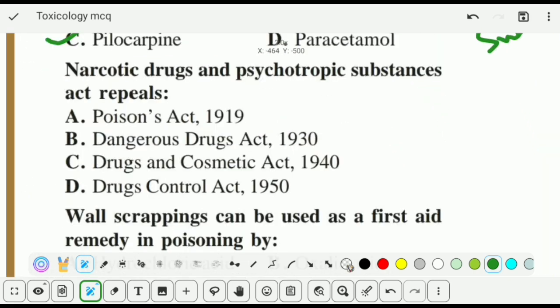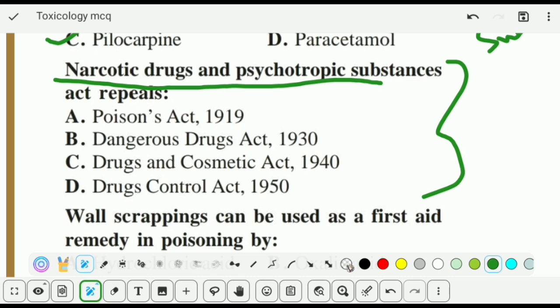The 10th question is somewhat based on memorizing. Narcotic Drugs and Psychotropic Substances Act repeals which act? Poisons Act, no. Drug and Cosmetic Drug Control, no. The answer will be the Dangerous Drugs Act that was passed back then in the 1930s.